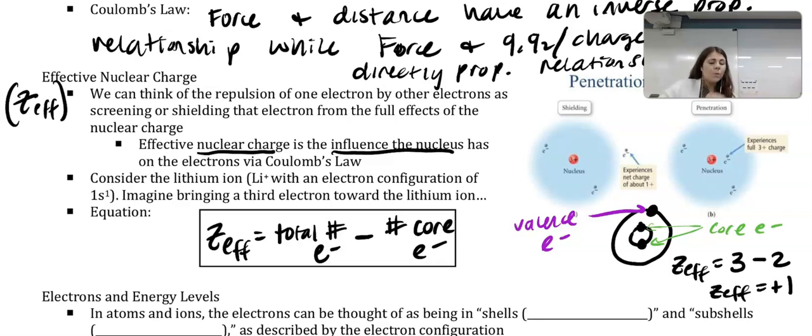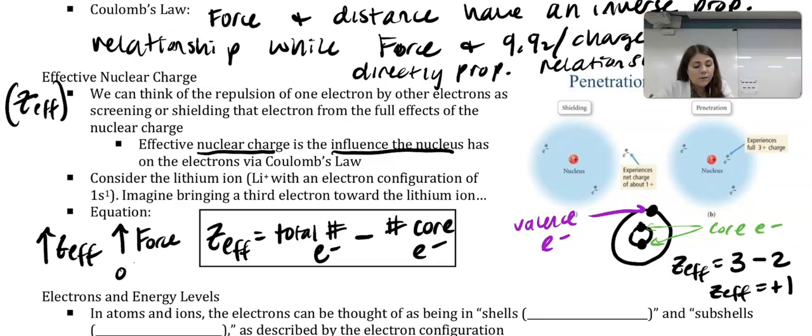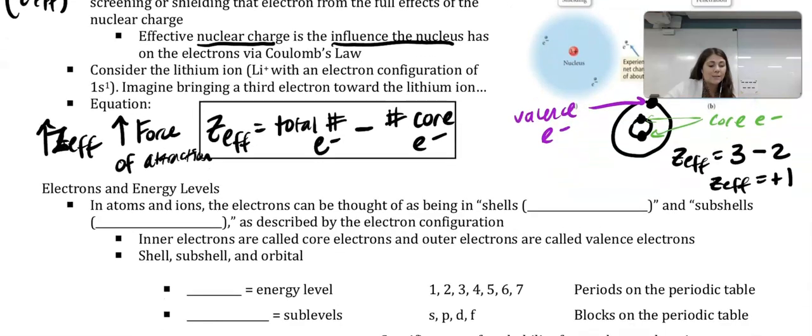Now, we'll talk more about nuclear charge, but the higher the Zeff, the larger the force of attraction, an attraction coming from the nucleus to your valence electron. So the higher the Zeff, the higher the force of attraction that your nucleus has on its electrons.